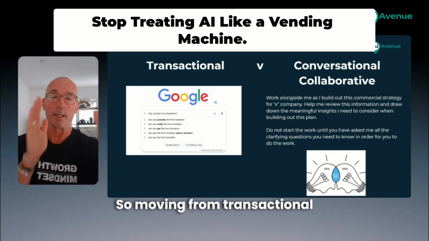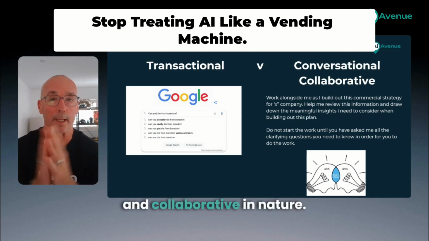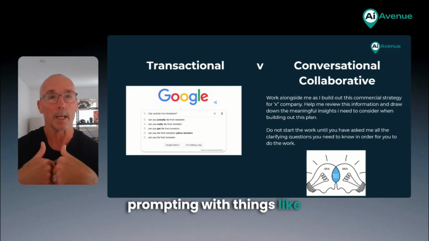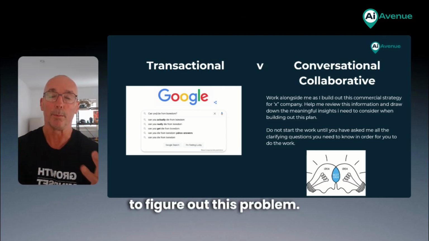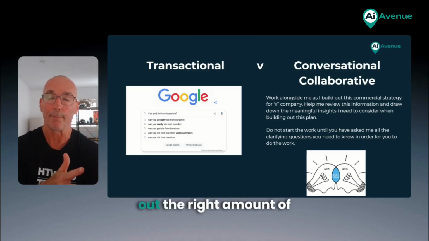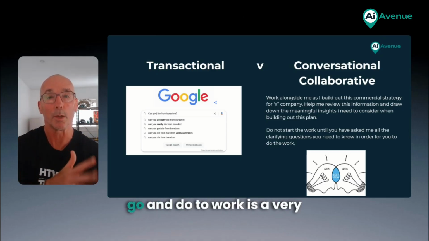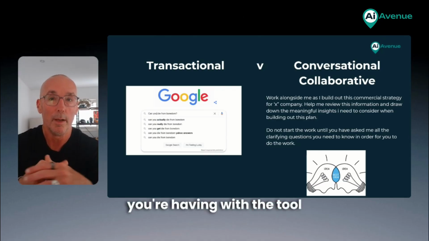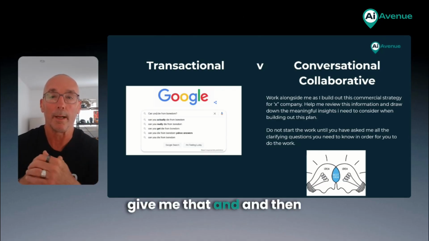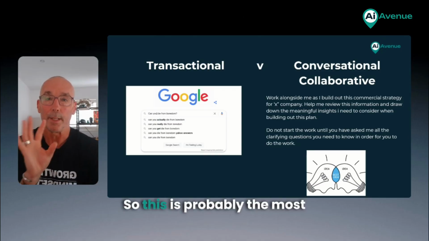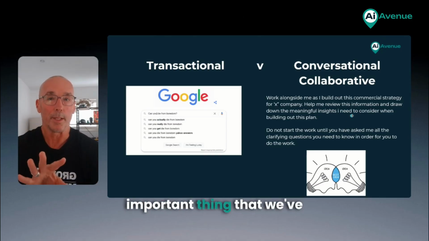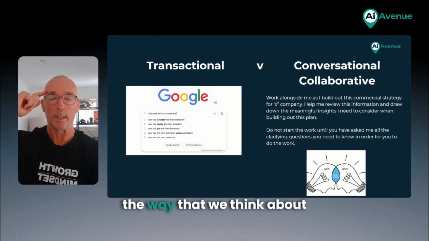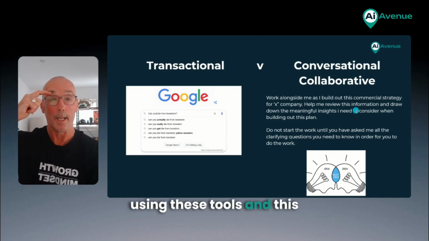moving from transactional into conversational and collaborative in nature. So starting prompting with things like, "Hey, chat, I'm trying to figure out this problem. Work beside me as we figure out the right amount of context in order for you to go and do the work" is a very different conversation that you're having with the tool versus, "Hey, I need this, give me that," and then out you go. So this is probably the most important thing that we've seen in terms of how people interact with the tool. So we've got to change the way that we think about using these tools, and this is really important.